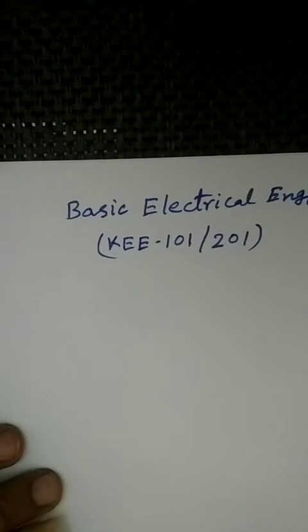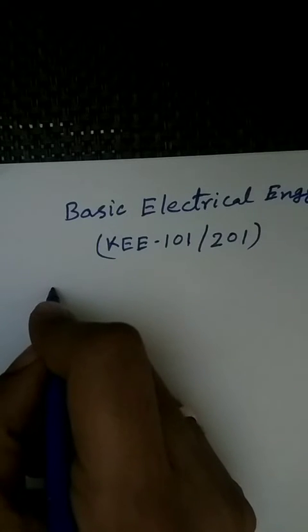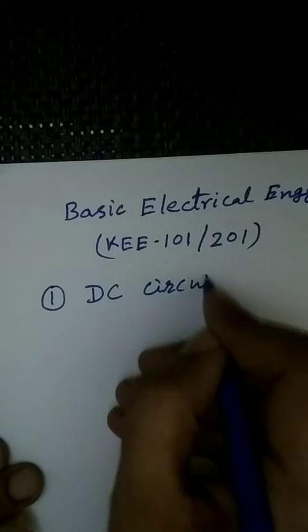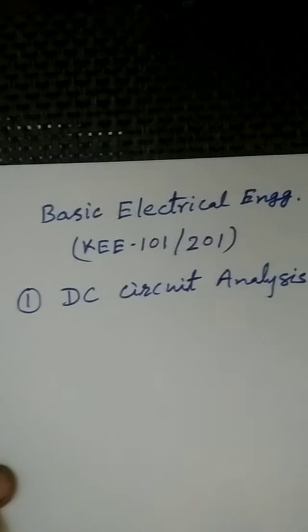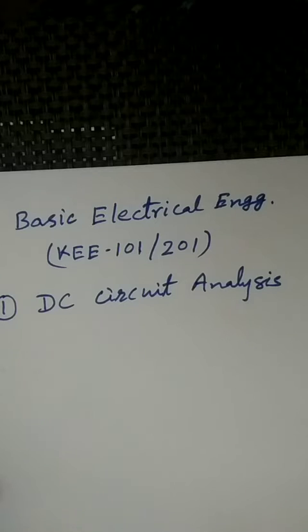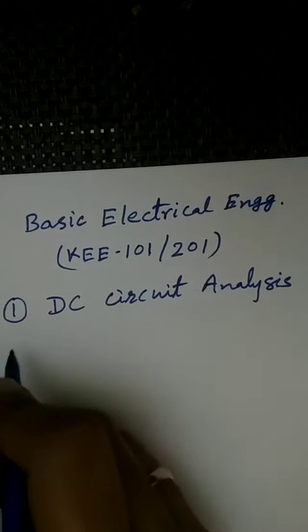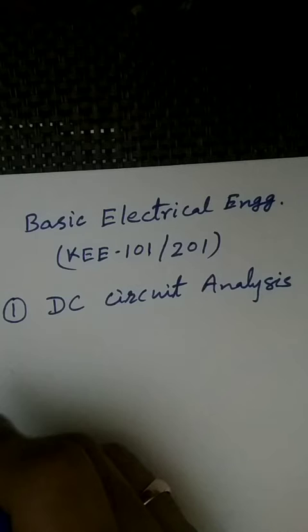The entire syllabus is divided into 5 modules. Module 1 is based on DC circuit analysis. In this first module, we will discuss the DC circuit behavior, where we have to calculate the current, voltage, power, etc. with the DC power supply. Here we have to learn about some theorems also, for example, Thevenin theorem, Norton theorem, superposition theorem, etc.